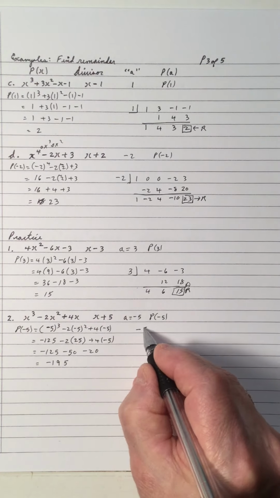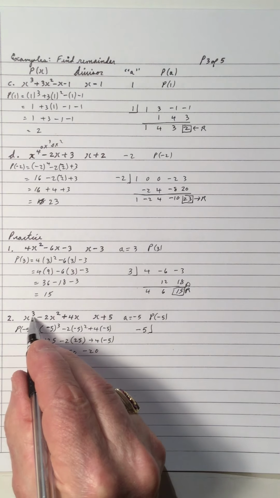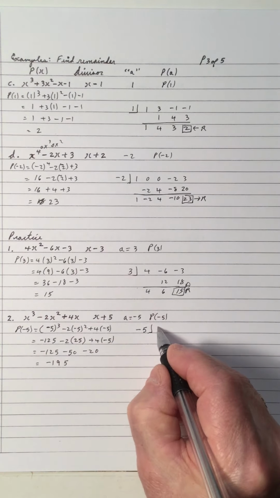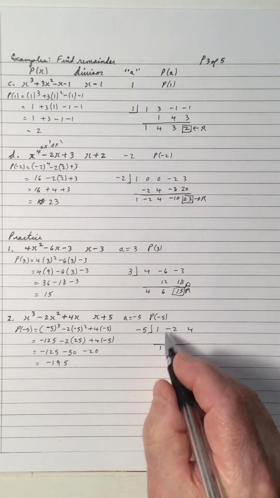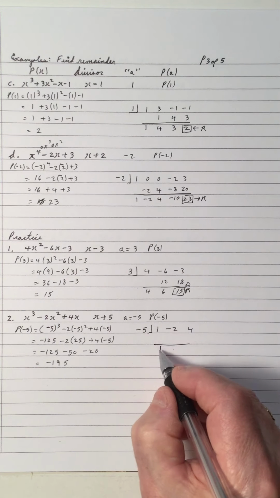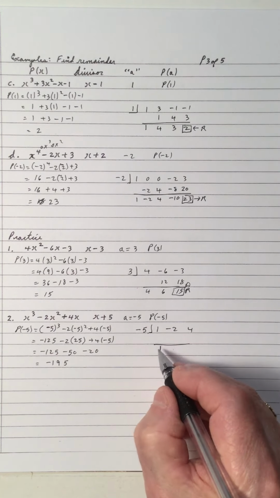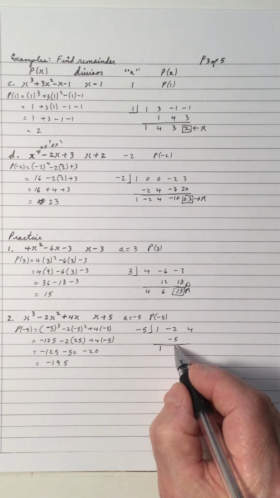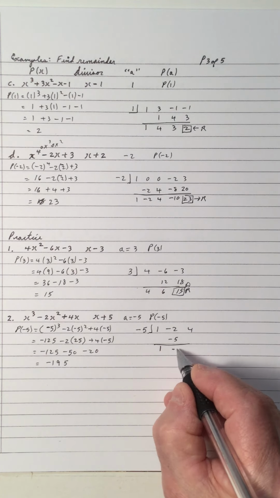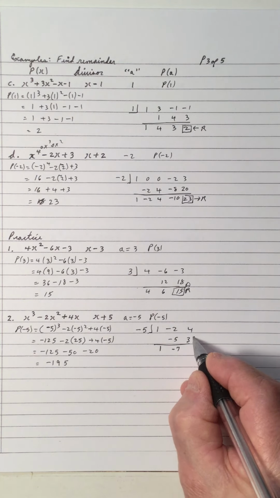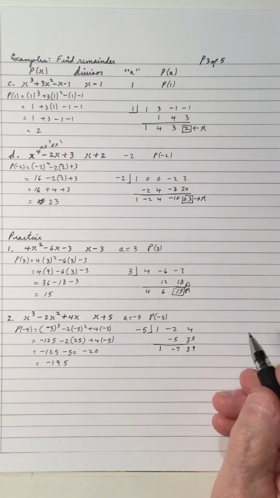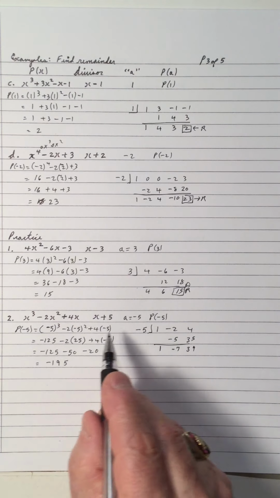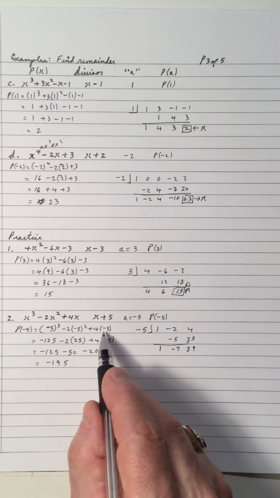We have a negative 5, and there's a 3, 2, 1, so it's a 1, negative 2, 4. Put down your 1, bring down your 1. 5 times negative 5 times 1 is negative 5. Add, you get negative 7. 5 times 7 is 35. Add, you get 39.